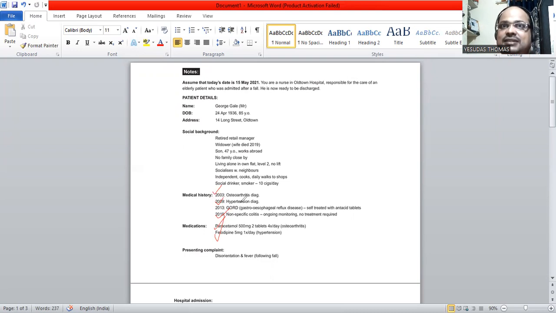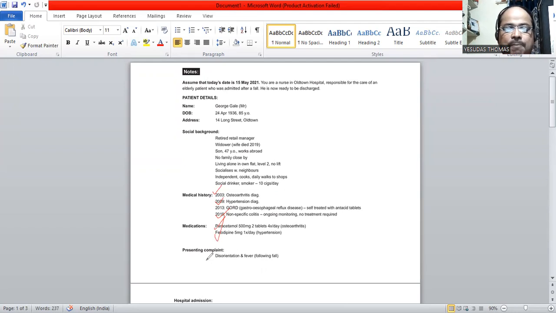Osteoarthritis definitely is important because he is taking regular medications for osteoarthritis. And I think it is more significant when he is getting aged. Now he's 85. So he's more prone to fall. When he falls, he may have some complications. So it's very important there.